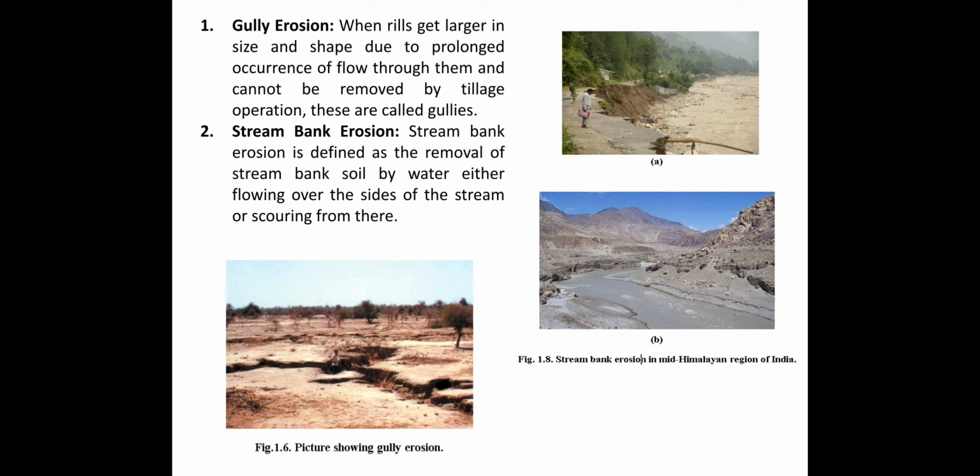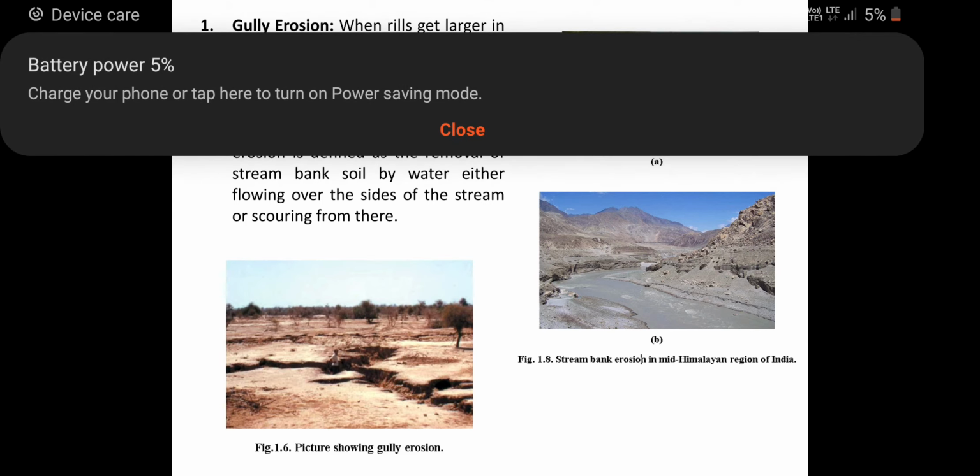The next type of water erosion is the gully erosion. When rills get larger in size and shape due to prolonged occurrence of flow through them and cannot be removed by tillage operation, these are called gullies, and that erosion is called the gully erosion.